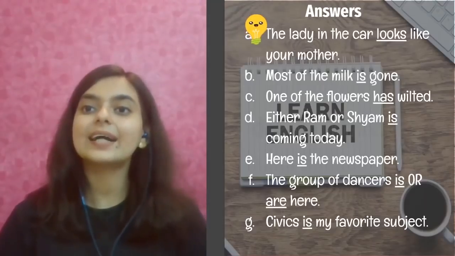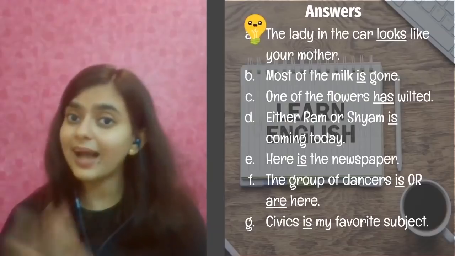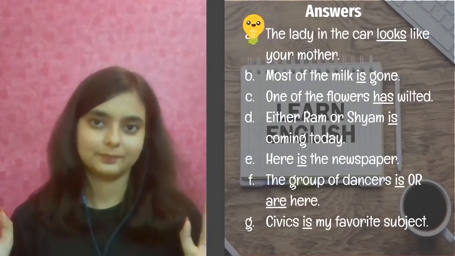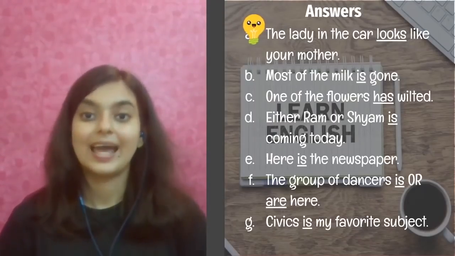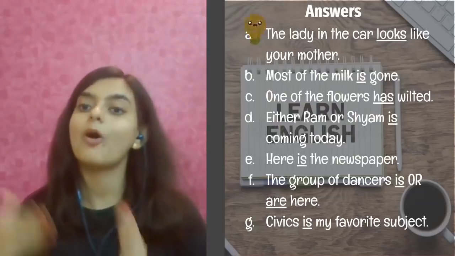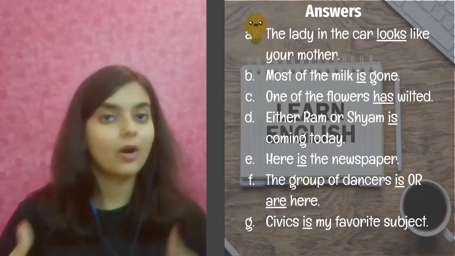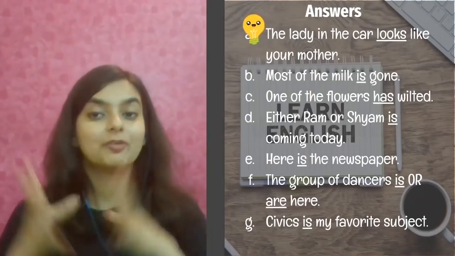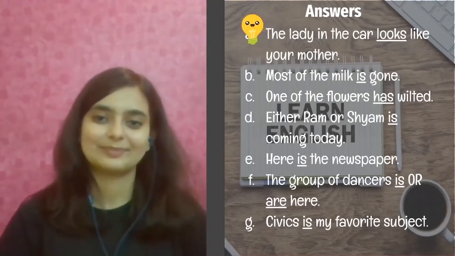Answers. The lady in the car looks like your mother, because you are talking about one lady who is there in the car. Simple. Looks. Most of the milk is gone. Okay. One of the flowers has wilted. Either Ram or Shyam is coming today, as we read in the rule. All these we already have seen in the rules, right? So these are based on that. So if you have not understood, revisit the rules again and please check it.